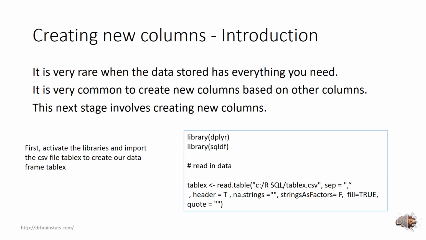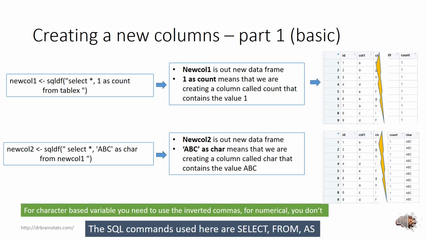So as before, we're going to activate the libraries, and we're going to import the CSV file tablex to create. In our first example, we're going to create a column called count that has the value of 1. And this is the SQL code as shown on the slide. To break this code down even further, you can see that new col1 is our new data frame. 1 as count means that we are creating a column called count that contains the value 1, as shown on the slide.